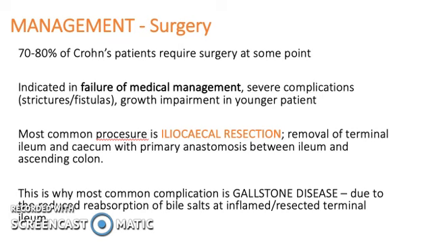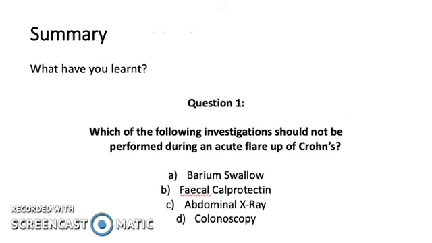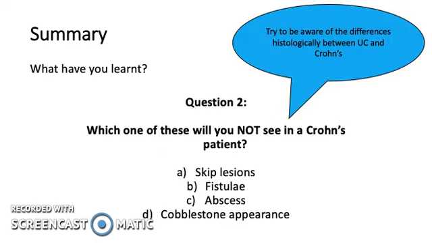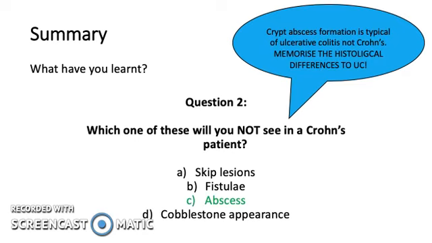Let's end off with a few questions. Which of the following investigations should not be performed during an acute flare-up of Crohn's? The answer is colonoscopy, as there is a risk of perforation. Which one of these will you not see in a Crohn's patient? Abscess. These form in ulcerative colitis.